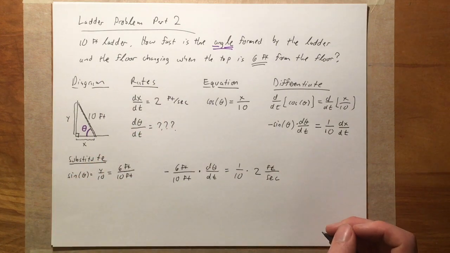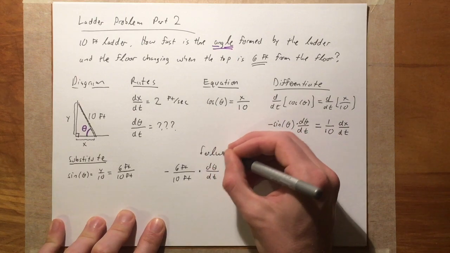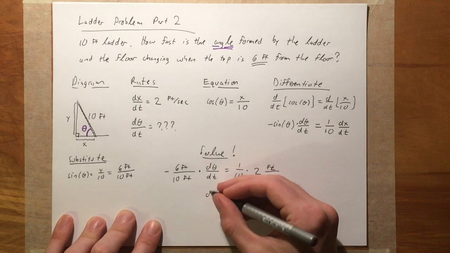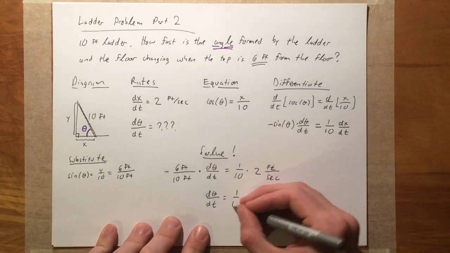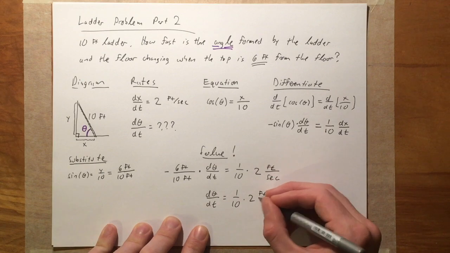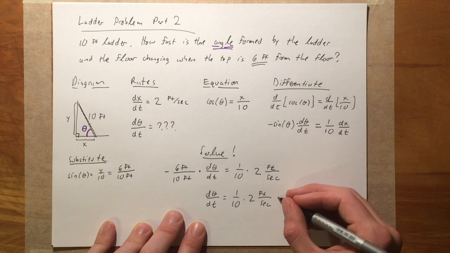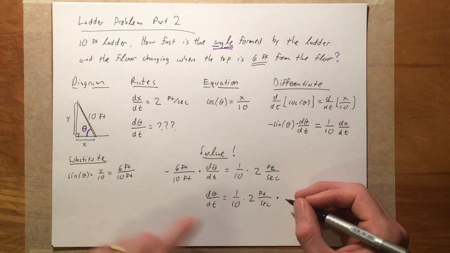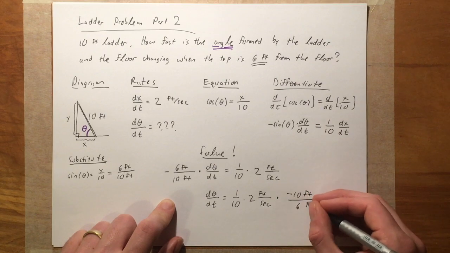So now that I've substituted that all in, now it's time for me to solve that. Solve for d theta over dt. So d theta over dt is going to be, I'll have my 1/10 times 2 feet per second, and then times the reciprocal of this fraction over here, because I got to move it over. So it's going to be negative 10 feet over 6 feet.